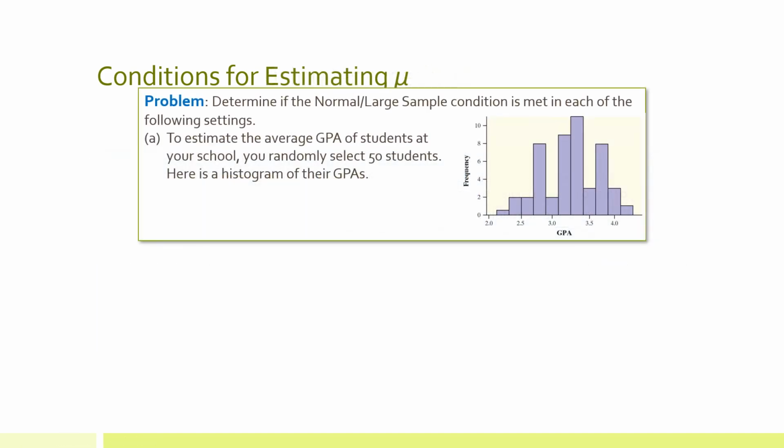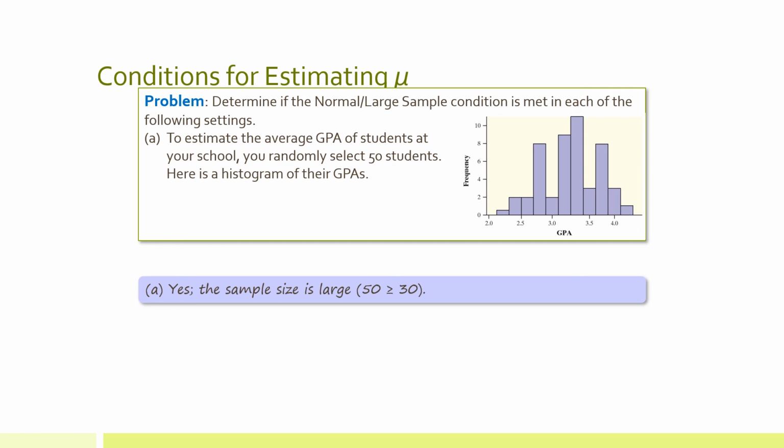So let's try a sample problem for this. Conditions for estimating mu. Determine if the normal or large sample condition is met in each of the following settings. To estimate the average GPA of students at your school, you randomly select 50 students. Here's a histogram of their GPAs. So 50, that's a key thing right there. I can look at this histogram and it looks roughly normal, no strong skew, but I don't even care about that. I've got 50. That's greater than 30, so I'm good. Let's check and see how we did. Yep, the sample size is large. 50 is greater than 30, so it does not matter what the histogram looks like. We're good.